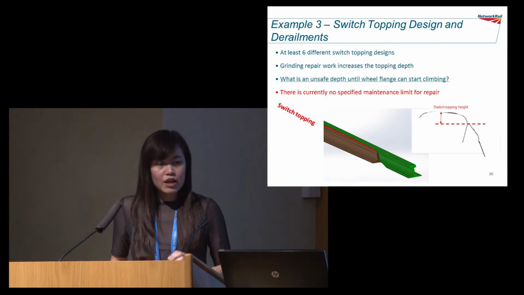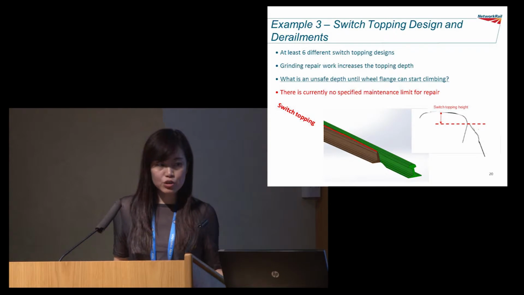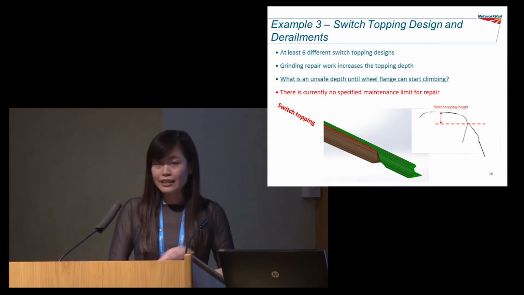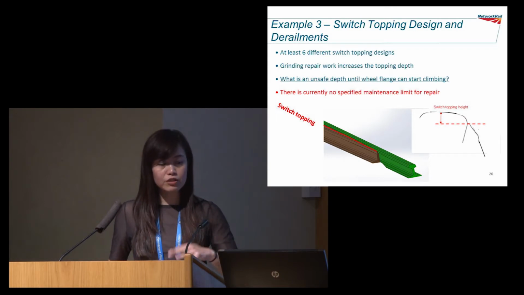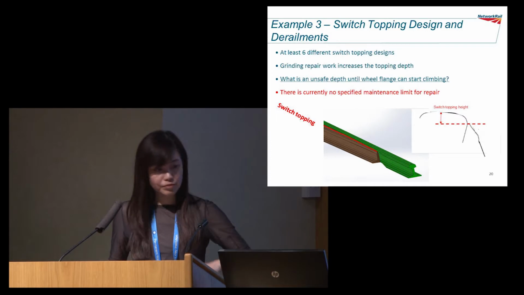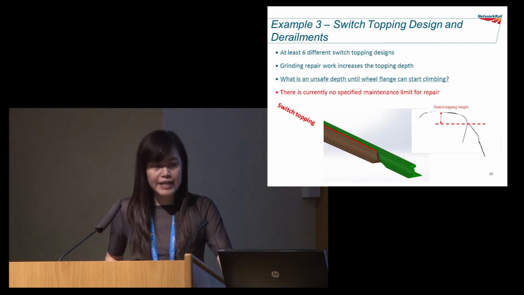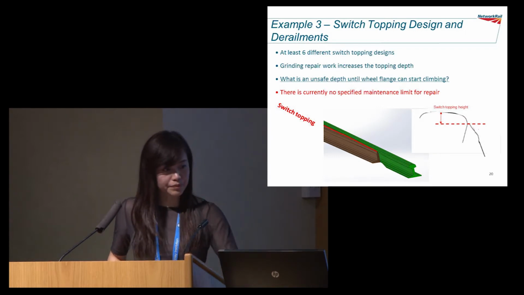What we found is that when we ask people to go and repair the switch, the grinders go out and start grinding the switch down. There's no limit to how much they can grind, so they keep grinding it until the topping depth is quite low. So what is the unsafe depth until a wheel can start climbing up the switch?